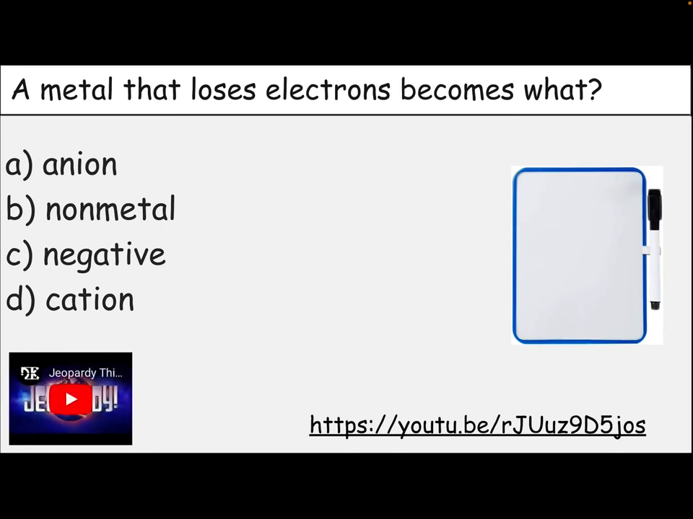Okay, a metal that loses electrons becomes, the answer is D, a cation. The definition of a cation is a positively charged atom. So if an atom, a neutrally charged atom that loses electrons, becomes more positive and therefore a cation. One of the interesting ways that a lot of people remember cation versus anion, cation is positive because cats have paws. Okay? Maybe that will help you.